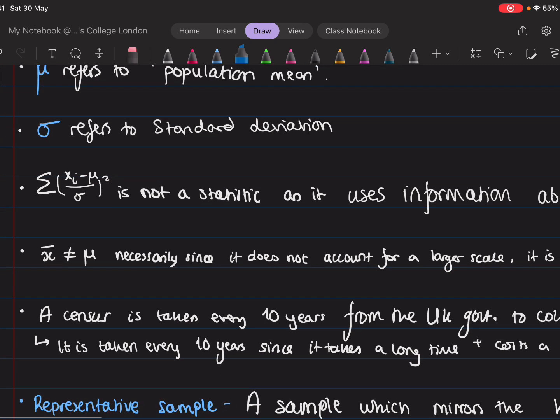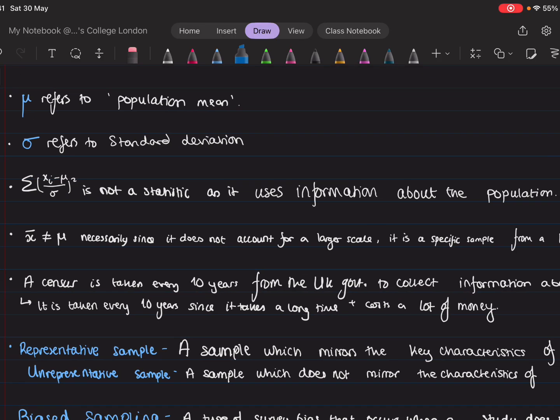When you have a quantity like x bar, or x mean, it is not necessarily equal to mu, because x mean is derived from a sample, whereas mu is the population mean. It's dependent on how accurate your sample is. If it's a very unrepresentative sample, then your x mean value will probably be very off, and if it's pretty accurate, then it's going to be pretty close.